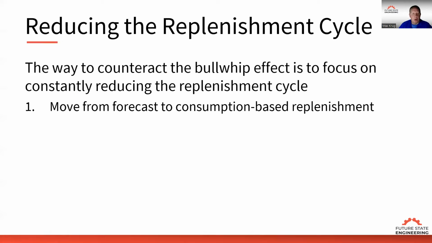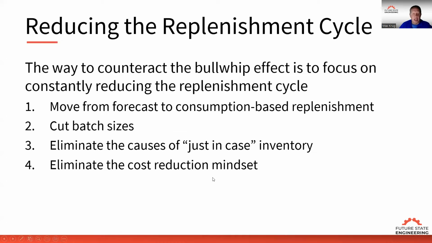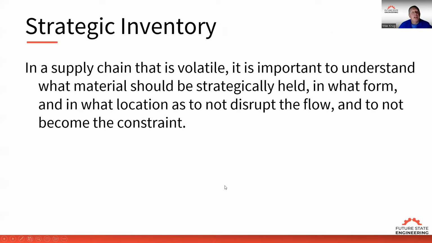So what we want to do is move away from forecast and move towards a consumption-based replenishment model. We want to cut batch sizes, so we want to run smaller batches more frequently. That'll help reduce the replenishment cycle. We want to eliminate the causes of just-in-case inventory, so carrying excess inventory just in case, and there's a whole bunch of just-in-case reasons. And we want to eliminate the cost reduction mindset. So we don't want to focus on cost reduction. We want to focus on flow. And also we can replace strategic inventory. We can understand where inventory could be held strategically, in what form, to not disrupt the flow and not become a constraint. That's our best situation.